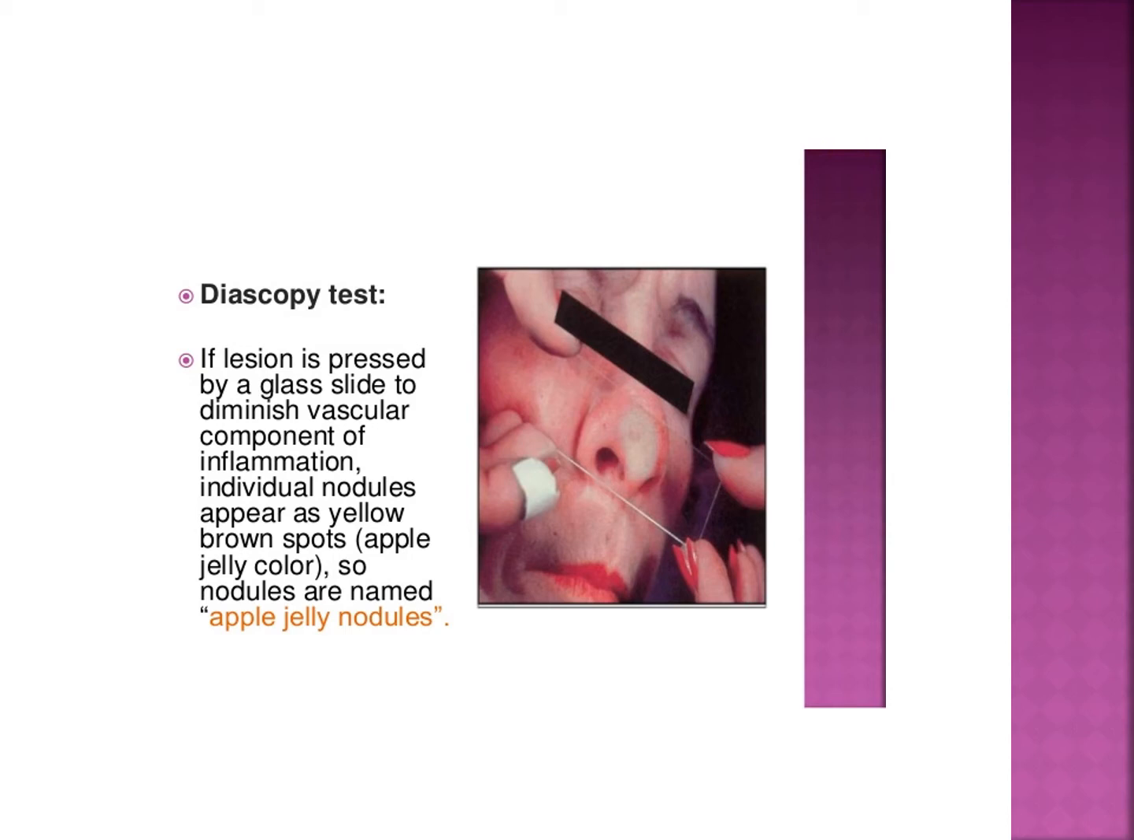Here I've just tried to show briefly, if we suspect any form of cutaneous tuberculosis, especially lupus vulgaris, a simple test that might be helpful in some cases. You just press hard against the lesion, and when it is avascular, you see a nodule, as you can appreciate in this picture. It appears as yellowish brown colored spots, which in medical terms are called apple jelly nodules. So this is one of the signs of cutaneous tuberculosis.